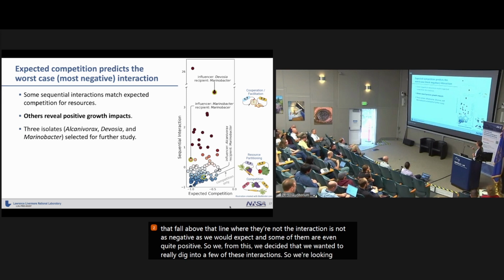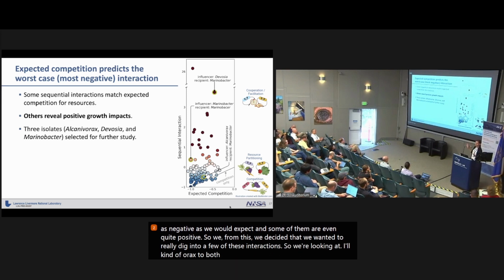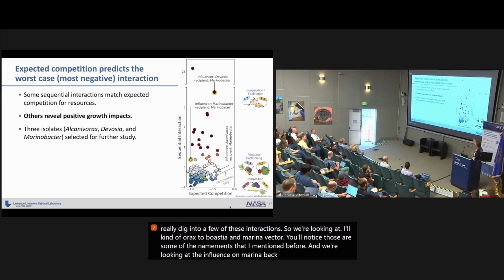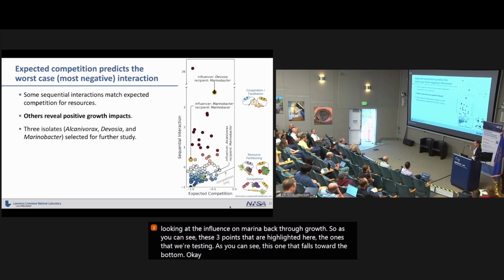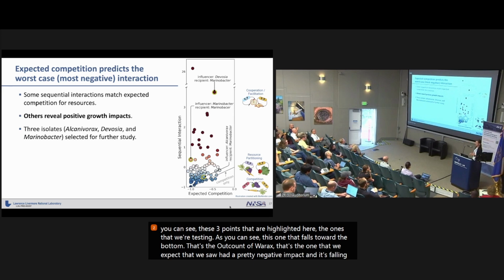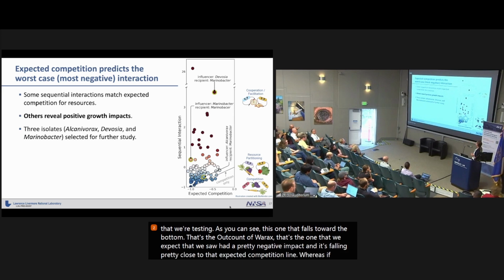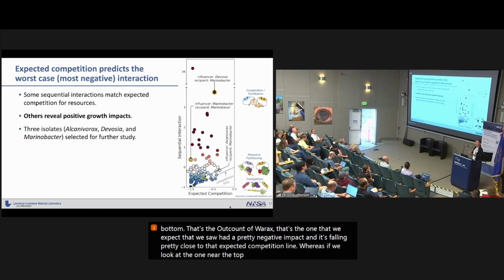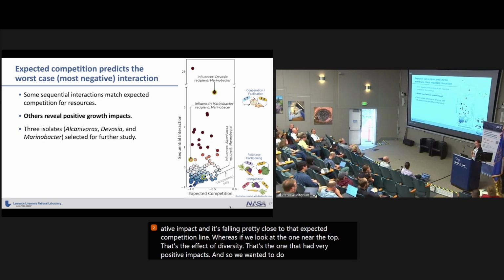So we're looking at Alcanovorax, Devosia, and Marinobacter. You'll notice those are some of the names that I mentioned before. And we're looking at the influence on Marinobacter growth. So as you can see, these 3 points that are highlighted here are the ones that we're testing. This one that falls toward the bottom, that's the Alcanovorax. That's the one that we saw had a pretty negative impact, and it's falling pretty close to that expected competition line. Whereas if we look at the one near the top, that's the effective Devosia. That's the one that had very positive impacts. And so we wanted to dig further into these interactions.